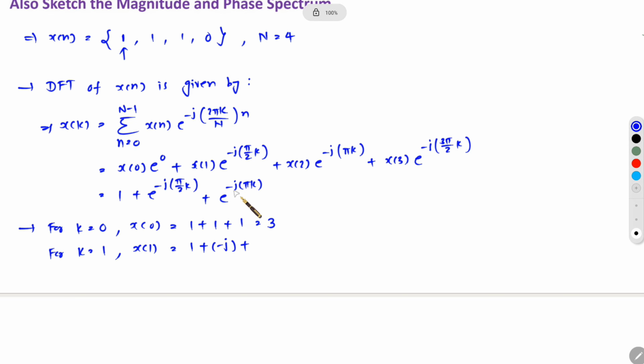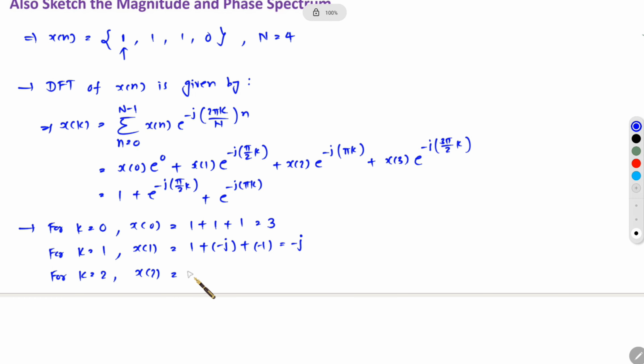Right? So e to the power minus j pi, that is minus 1. So 1 minus 1, that is 0, and minus j, that remains over here. Now let us identify X of k for k equals 2. So X of 2, that we will identify.